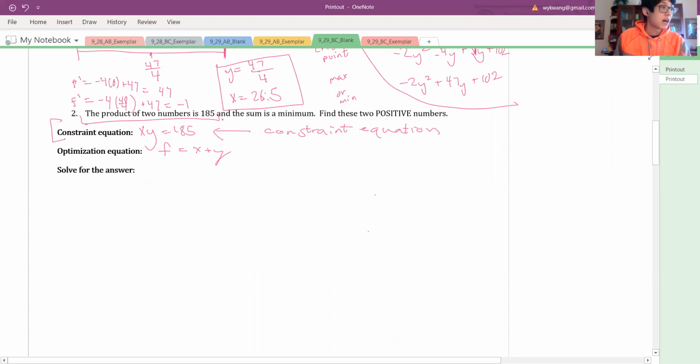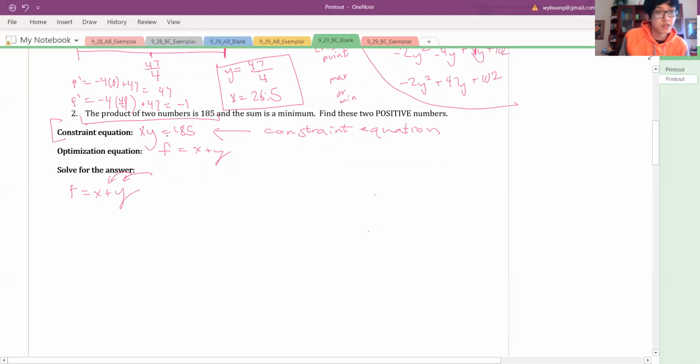So I'm going to really quickly take us through the rest of the problem because there's not much time left. But I think the first important step is getting the constraint and optimization equations down. So I'm going to solve for the answer. Try to write down all of those steps in the notebook just so you have it. I want to optimize x plus y, right? f is equal to x plus y. But we have two variables, so that's kind of confusing. x and y, that's too much to deal with.